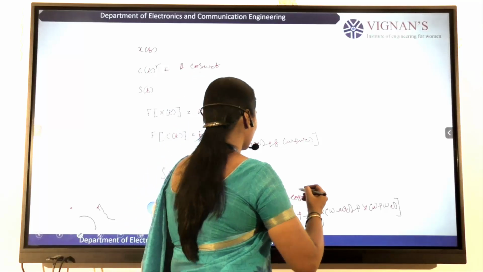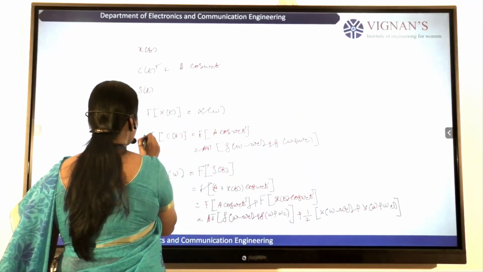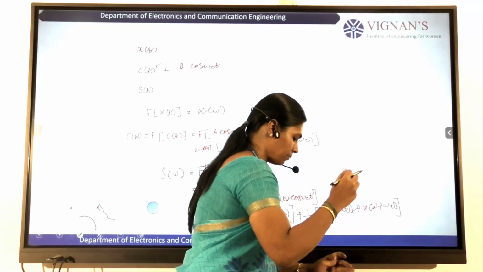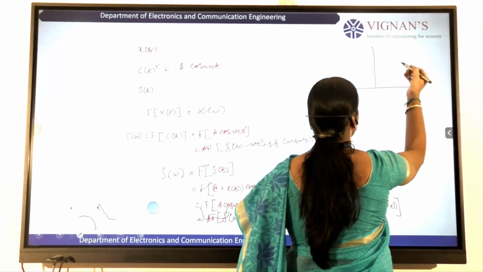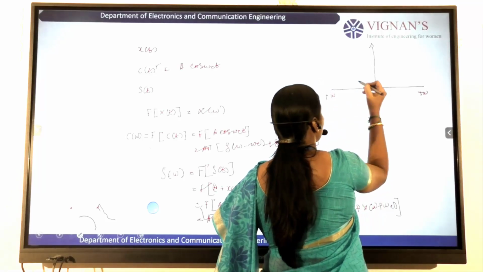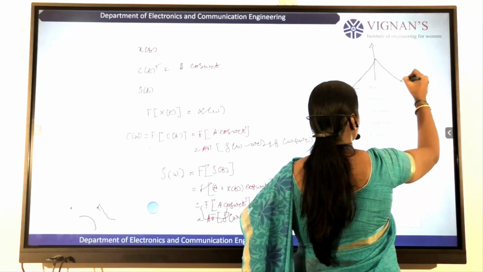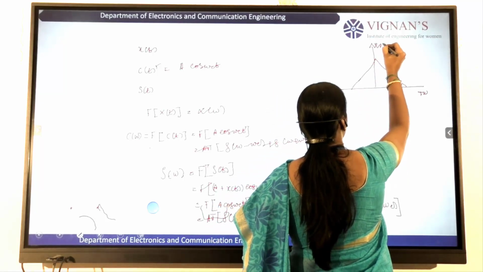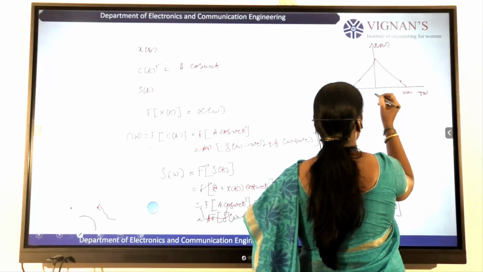Now we will draw all these three frequency domain representations: the message signal X of omega, the carrier signal C of omega, and the modulated signal S of omega, in order to see the frequency spectrum. The frequency spectrum can be drawn by taking the magnitude on the y-axis and the frequency on the x-axis. Because we have considered the message signal to be arbitrary, we can draw its frequency domain representation in an arbitrary way, and we will consider that this message signal has frequencies from 0 to plus omega m and 0 to minus omega m.